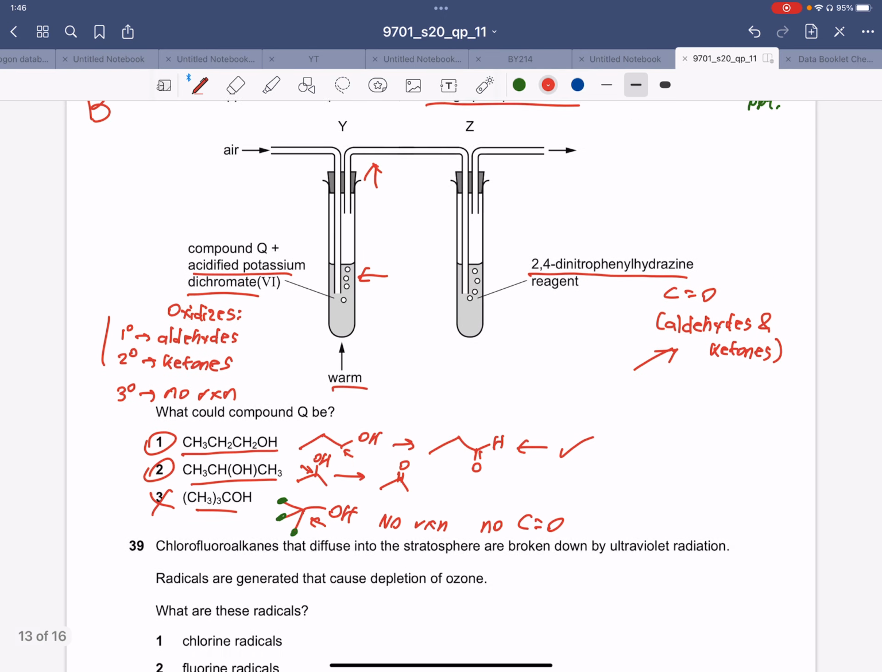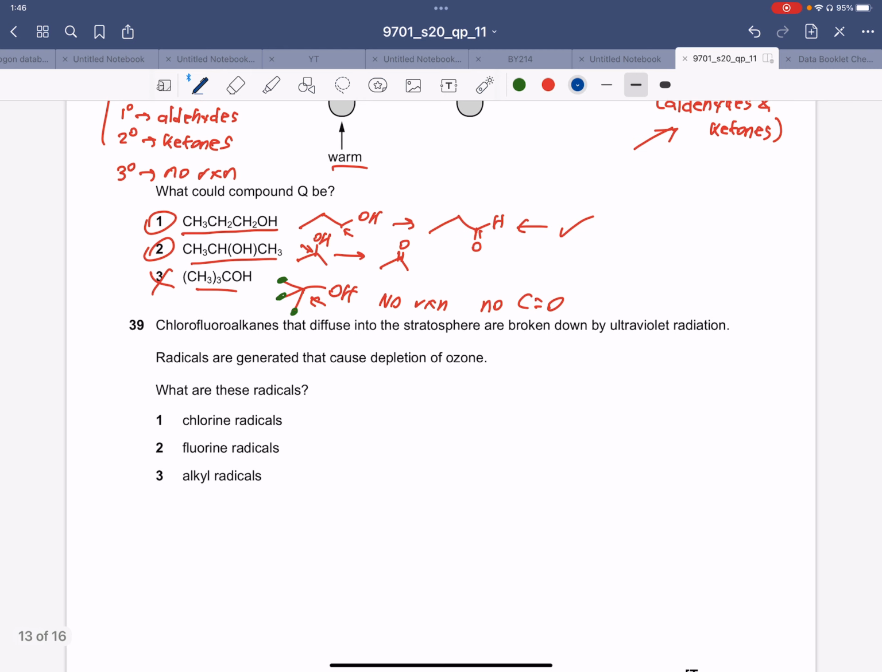All right, moving on. With only 2 questions left, and then we're done with this entire question booklet. Wow. Question 39. Chlorofluoroalkanes that diffuse into the stratosphere are broken down by ultraviolet radiation.